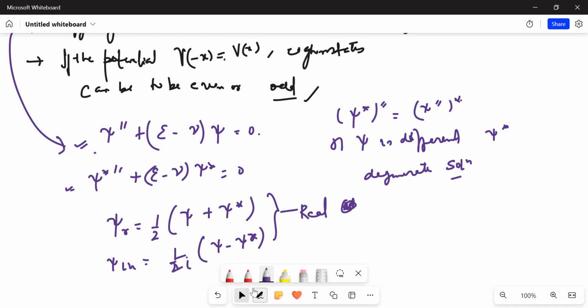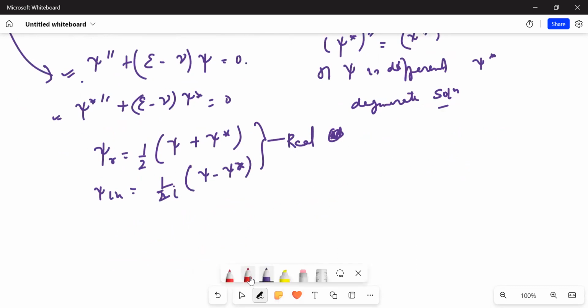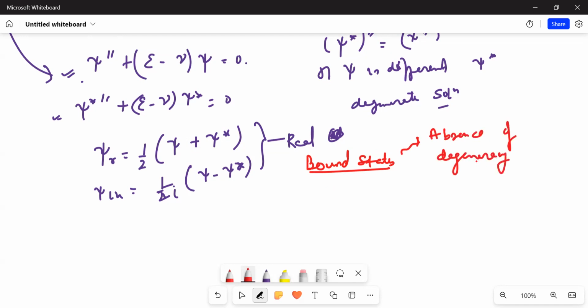In particular, if we are dealing with bound states, we know that in bound states there is an absence of degenerate states. So there is an absence of degeneracy. That is something that we have established previously. Since there is an absence of degeneracy, these real solutions are equal by some constant. And this constant also needs to be real. So basically, this is the case.